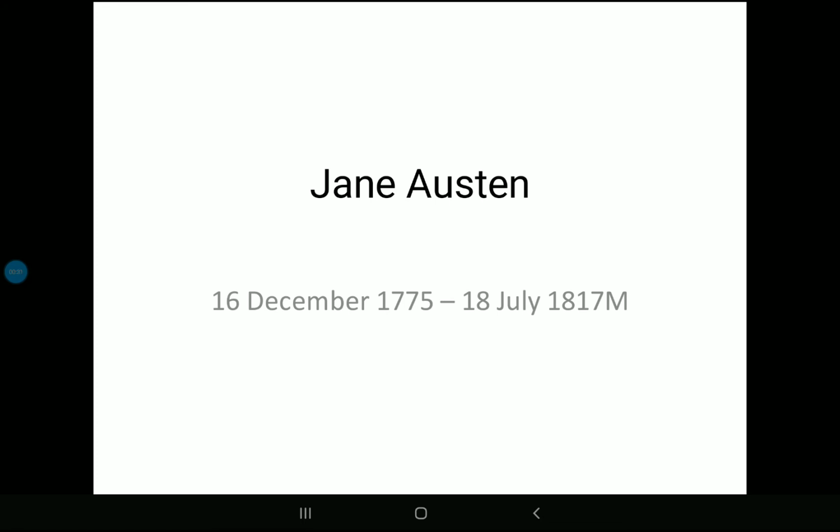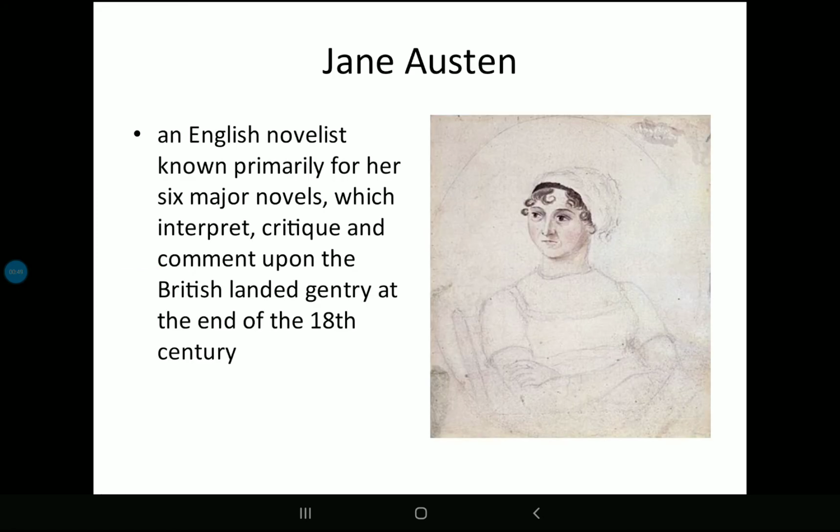So in the first slide, what you got here is the name of Jane Austen. She was born on 16th December 1775 and she passed away on 18th July 1817. So she was actually a romantic writer. Her novels were very famous and she is extremely popular in English literature. So we have a brief introduction in the second slide, sorry.